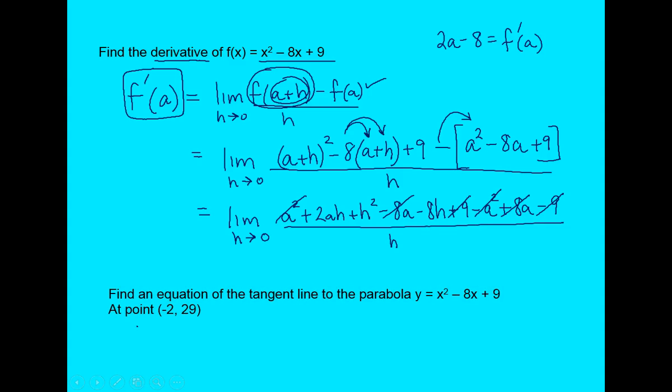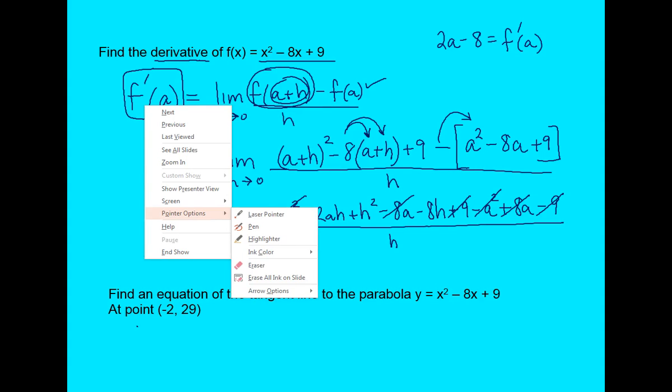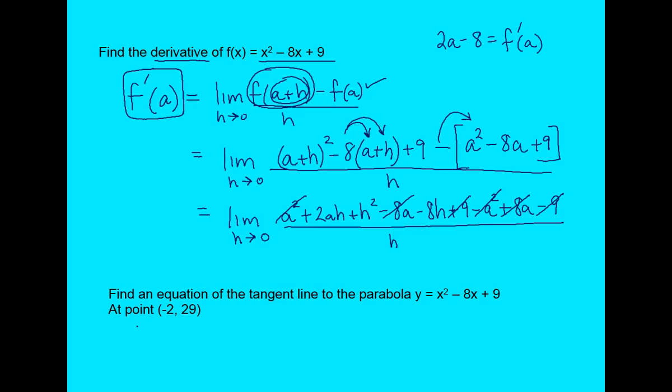Find an equation of the tangent line to the parabola x squared minus 8x plus 9 at the point (-2, 29). Now to find the equation of a tangent line, we need to find the slope of that line. So we need to find the slope at -2. Well, we can go back up to our derivative now, because we're looking for f prime of -2. That would give us the slope of the tangent line at x equals -2.